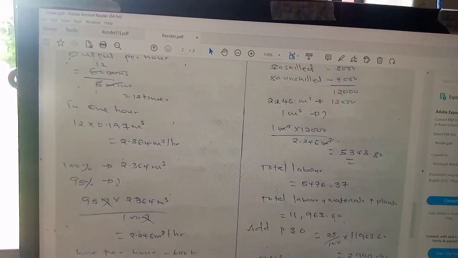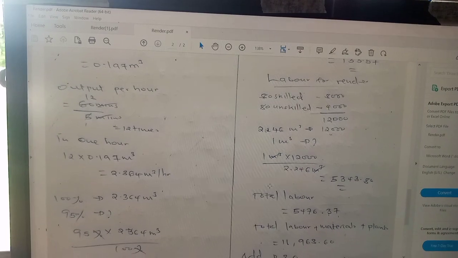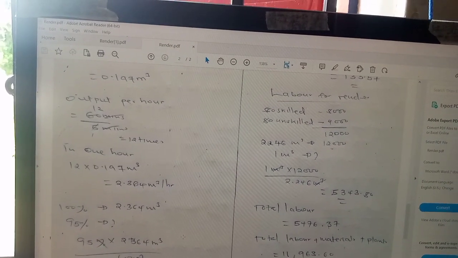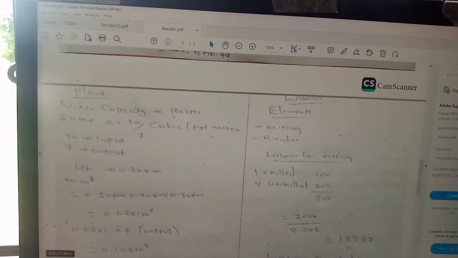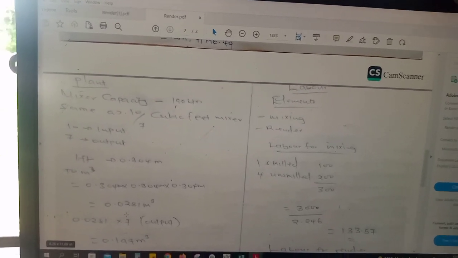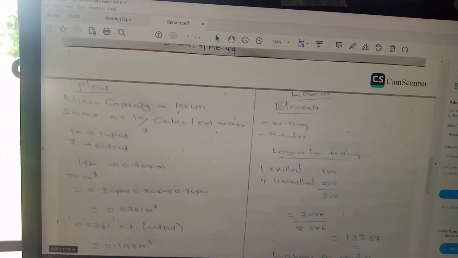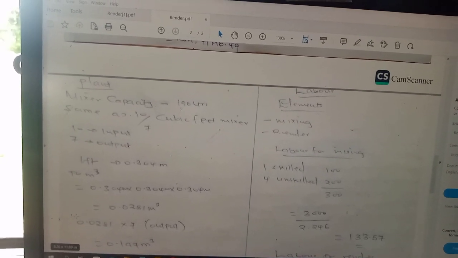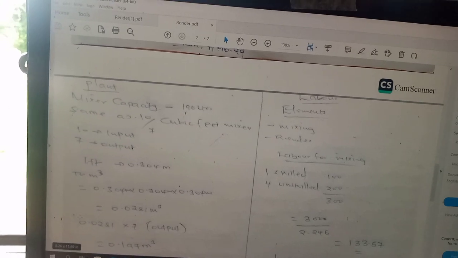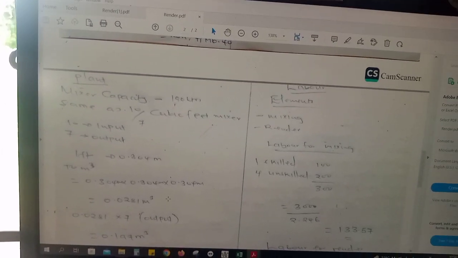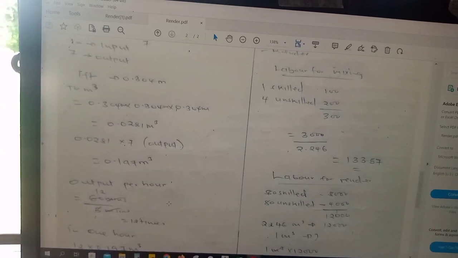So you just have to master the constants like for labor. Then you have to master the capacity of the mixer, which is a 190 liter capacity mixer, 10 input and 7 output cubic feet mixer. So that is it. That is how it is done.